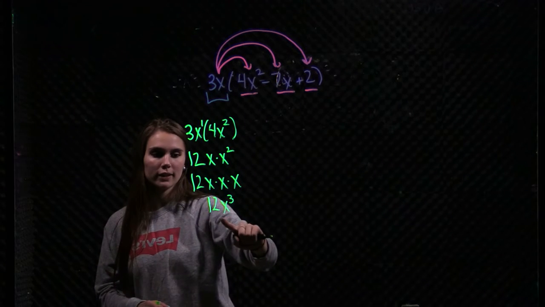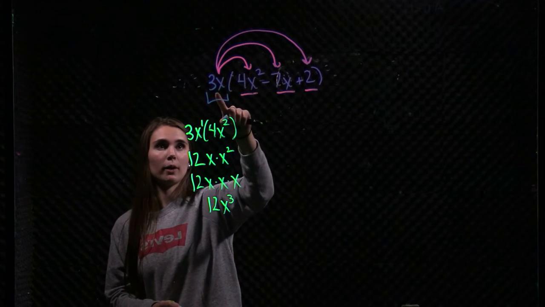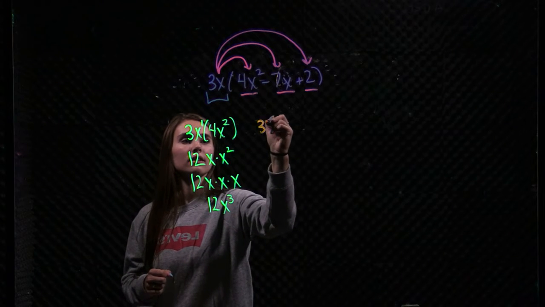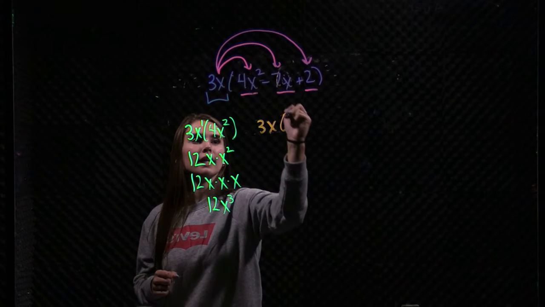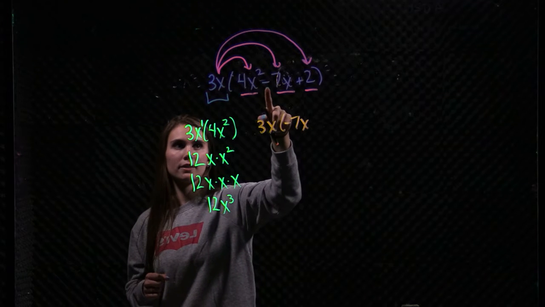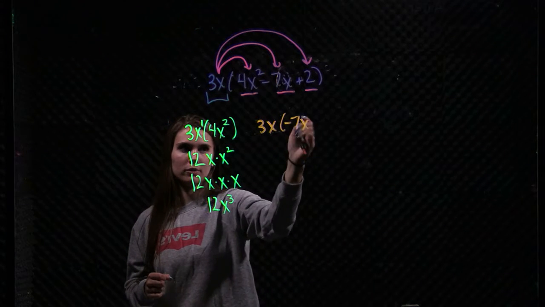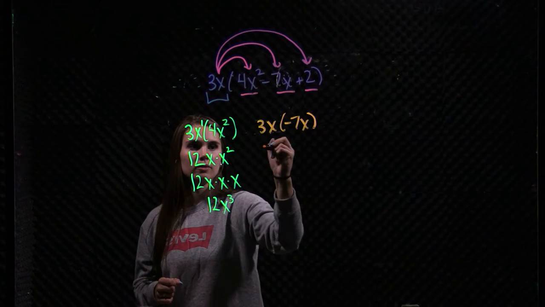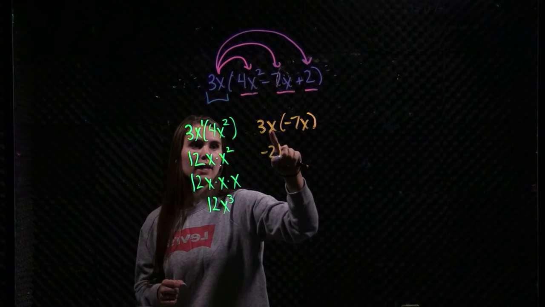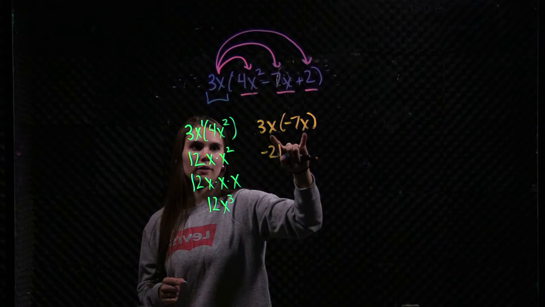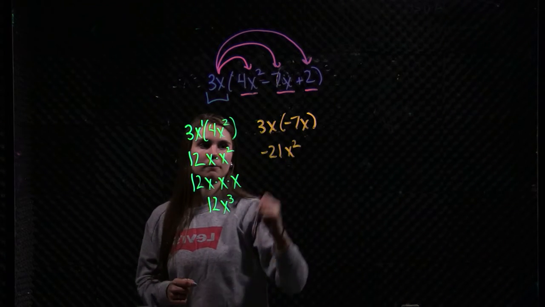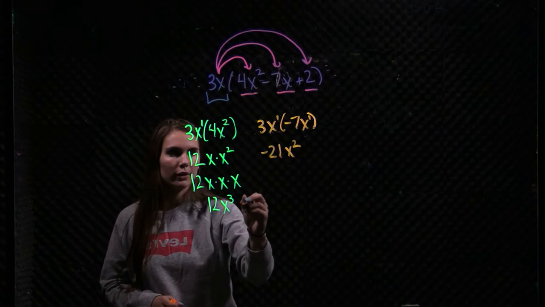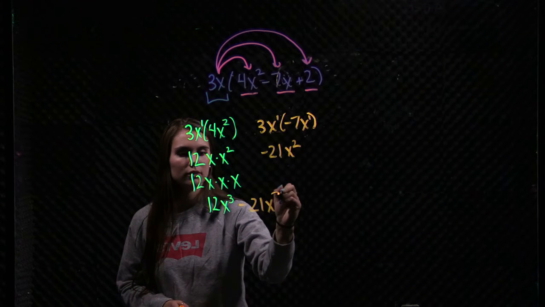So I have my 12x cubed, then I'm going to multiply, I'll write it in a different color, 3x times negative 7x. So I need to make sure to keep my signs with my terms when I'm multiplying them to the outside. So I have 3 times negative 7, which is negative 21, then an x here and an x here, so I have x squared, because I'm adding their understood exponents of 1. So down here I've got minus 21x squared.